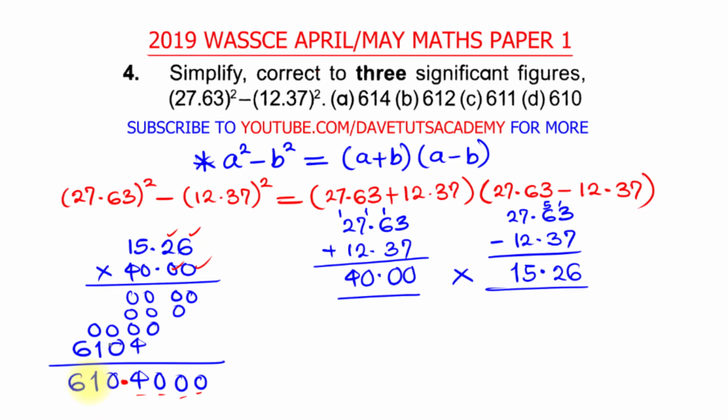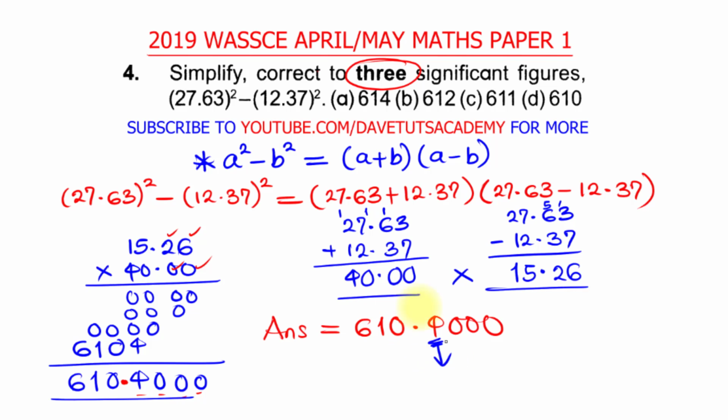So my answer is coming to be 610.4000, but we are told to find the answer correct to 3 significant figures. Even looking at all the options, you can see only option D is having 610, because if you take 4, I want to round to 3 significant figures. 4 will be rounded down to 0. So that 0, if we add to 610, it will still be 610. So the answer to this particular question is option D.